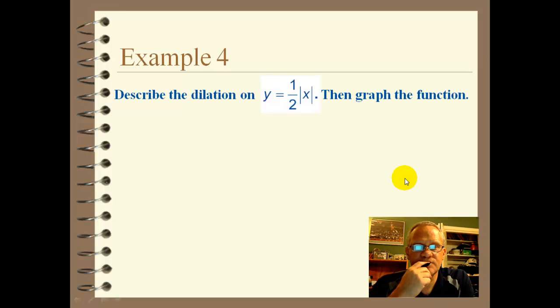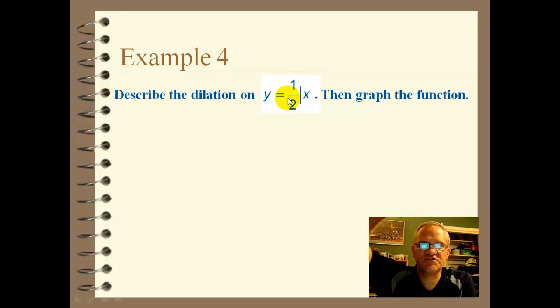How about this one? We're dealing with a dilation here, okay? Because we have a number out in front, this is absolute value because we have absolute value bars. What's that 1/2 going to do? Is it going to stretch it out and make it longer and taller, or is it going to flatten it and compress it, make it kind of shorter?